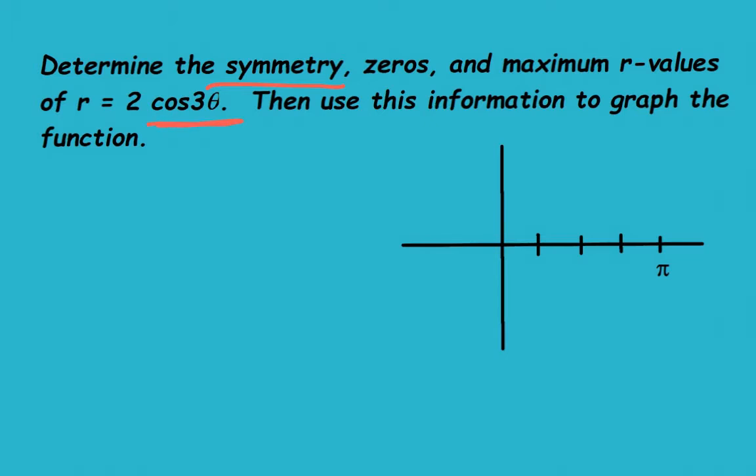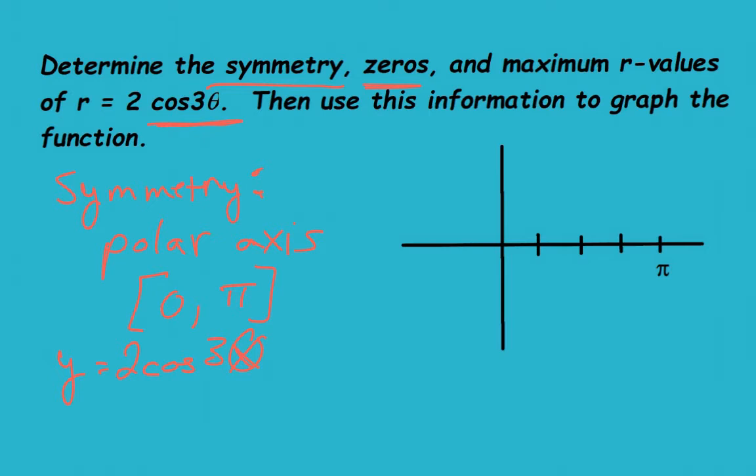So it's a cosine function, which means it's going to be symmetrical with respect to the polar axis, which means that you only need to look at the points 0 to pi, and then you can just repeat it. And then let's figure out what our zeros are going to be. So if we were going to graph this function, not an r equals, but a y equals 2 cosine of 3x on an xy coordinate plane.